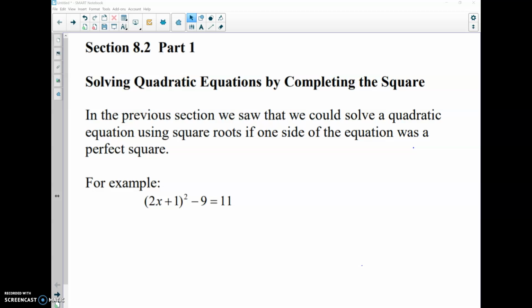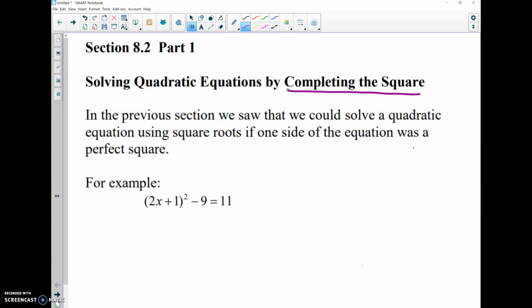Before break, we started chapter 8, which was solving quadratic equations. In section 8.1, we solved quadratic equations by taking the square root or by factoring, which we've seen before. In this section, we are going to solve quadratic equations by a new method called completing the square. Before we do that, let's review what we did in section 8.1.